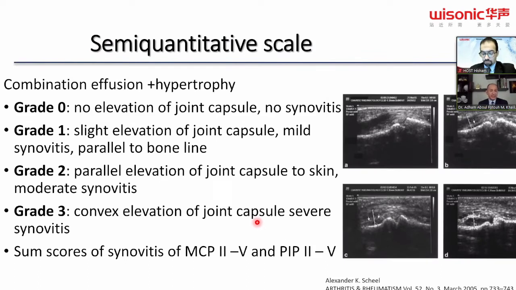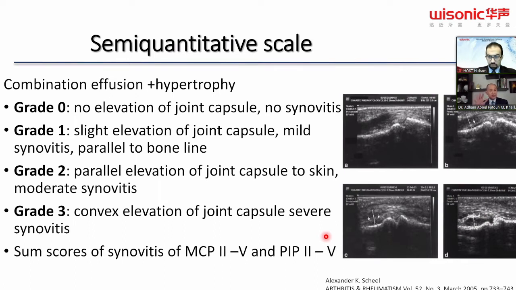For example, let's take a semi-quantitative scale for effusion and hypertrophy. This is a normal joint. Here we have a very tiny effusion. Here we have moderate effusion, and here we have marked effusion. Everyone has a definition. So for the marked effusion, we can see an elevation of the joint capsule. It's not left to our judgment completely.